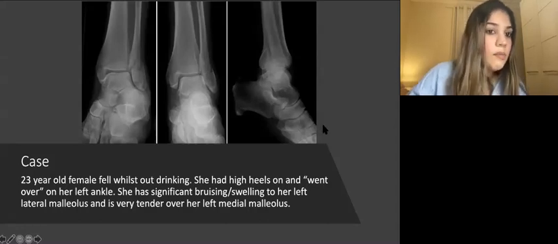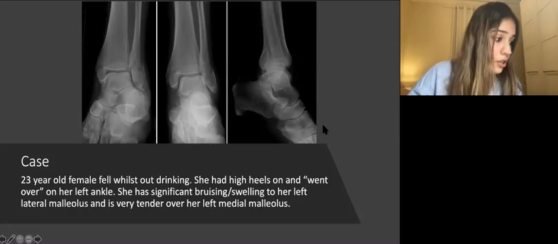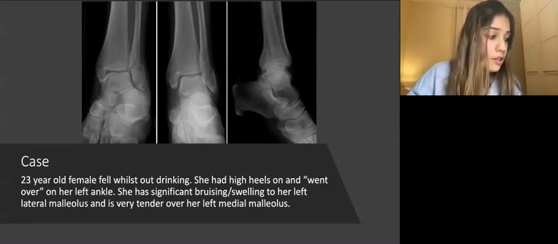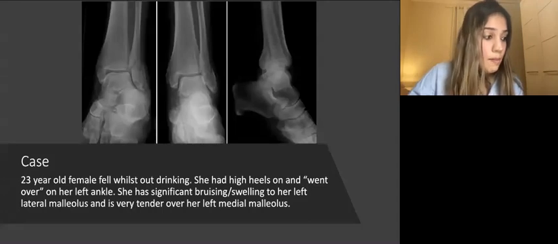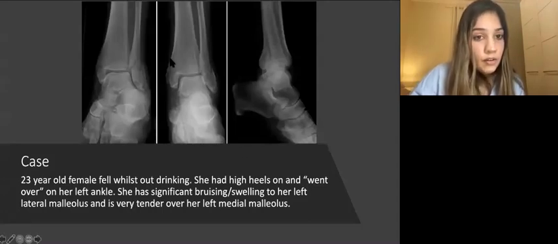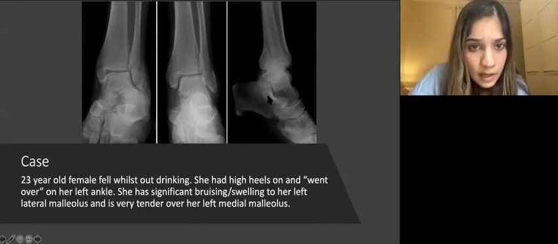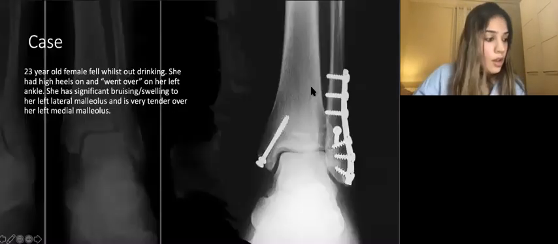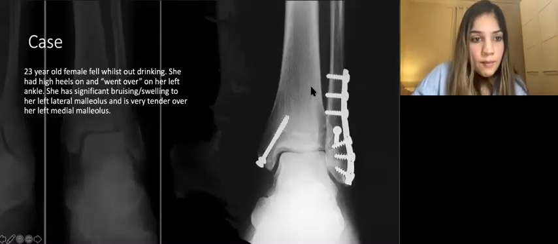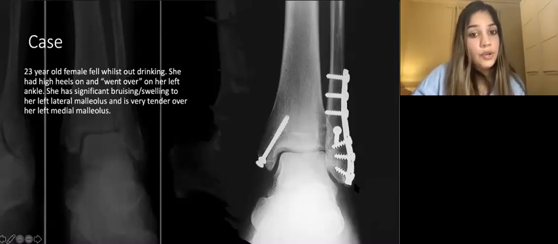Can anyone tell me where they see a fracture? There's more than one, yeah, perfect. So it's a bimalleolar fracture. We've got a fracture in both the tibia and the fibula. And laterally here, you can appreciate that it's been displaced as well. And so this needed to be fixed in theater with plates and screws.